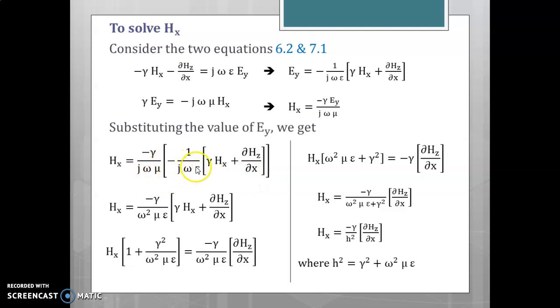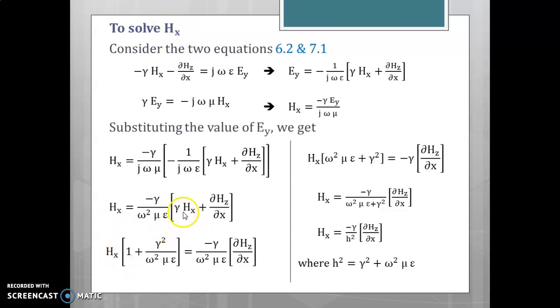Multiply these two denominators, I will get j into j, it is j square, it is minus 1. So minus into minus is going to become plus, omega into omega is omega square mu epsilon. So it is 1 divided by omega square mu epsilon multiplied by minus gamma, this is going to become minus gamma divided by omega square mu epsilon multiplied by gamma Hx plus dou Hz by dou x. Since we need to find Hx, bring the Hx components to one side.